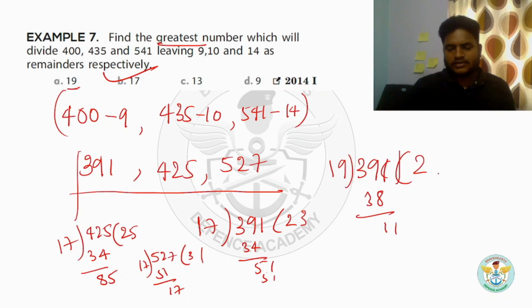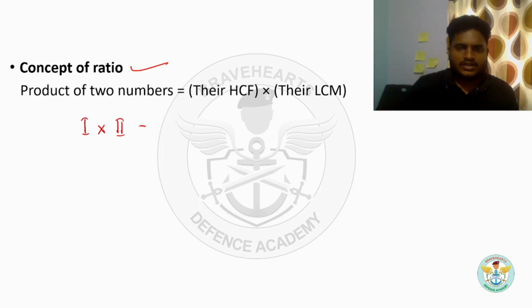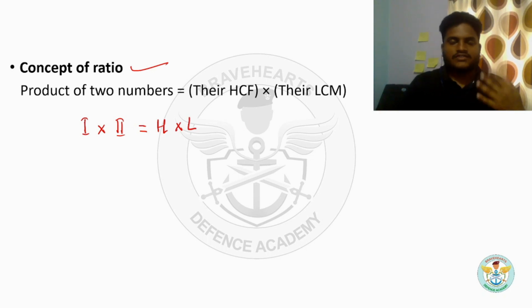Take a pause of 10-15 minutes if you are feeling hectic here. Then we'll move on to the next and last part of today's discussion, that is your concept of ratio. Very simple concept. Let's understand what this is. Product of two numbers, as we pointed out, first into second is your HCF into LCM. We have derived this. I have given you examples also of how it is correct. We have used it in your previous year questions also.